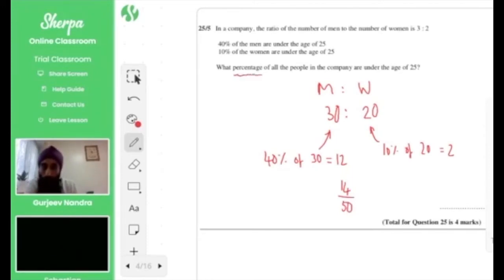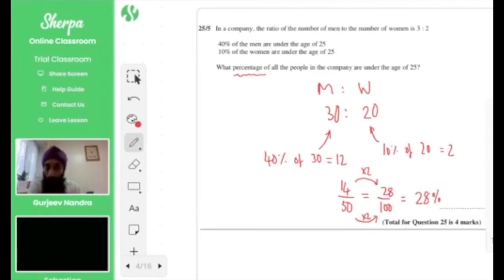The question asks us what percentage of all the people are under the age of 25. So what we'd do with this percent, meaning out of 100, is write this fraction as an equivalent fraction out of 100. We think, what do you times 50 by to get to 100? You just double it, so you times it by 2. And with maths, whatever you do to the bottom of a fraction, you do to the top as well. So you do 14 times 2 to get 28. So we've created an equivalent fraction. It's out of 100, so we can interpret it nicely as a percentage: 28%.